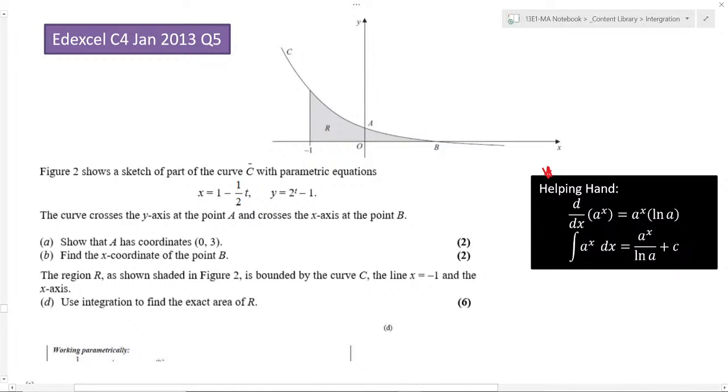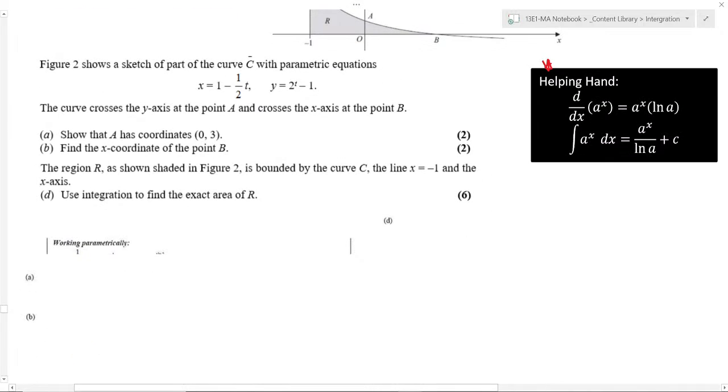So for part A, when x is equal to 0, let's just write both of our equations down. x is equal to 1 minus a half t. y is equal to 2^t minus 1.